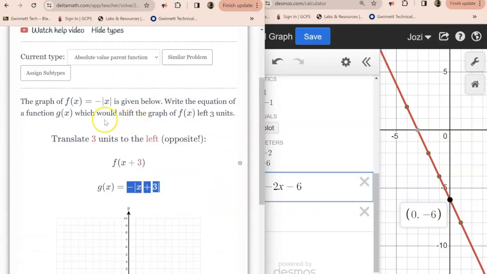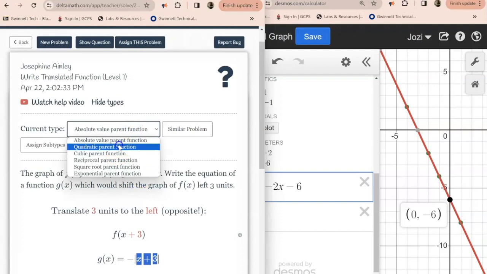Oh wait, did I not read this shift up? What did I read? Left. Okay, clearly I misread that. So if it was up, it would be plus 3 on the outside, but it's left, which means you're inside, which is opposite of whatever you think. You think left is minus, so it'll be plus. See that?